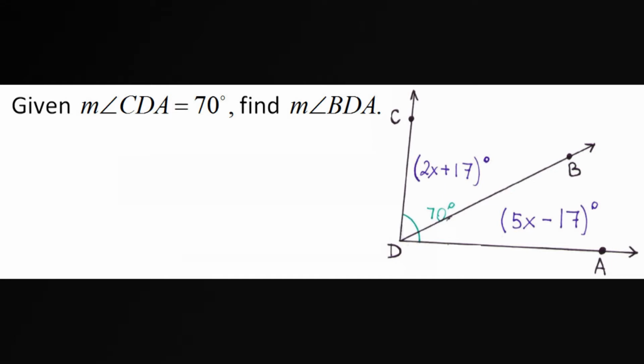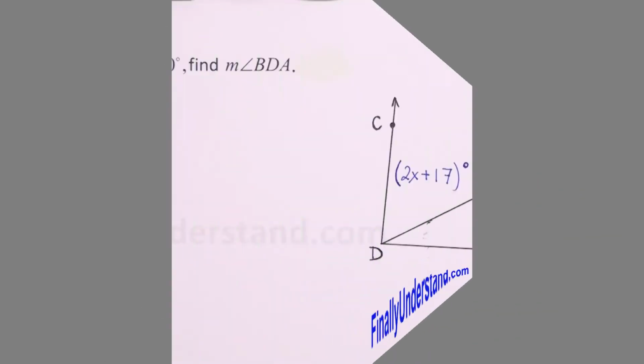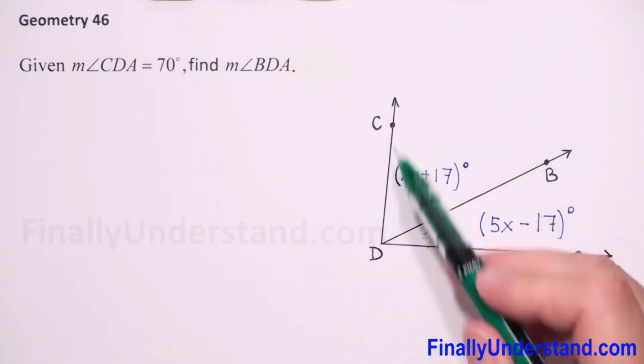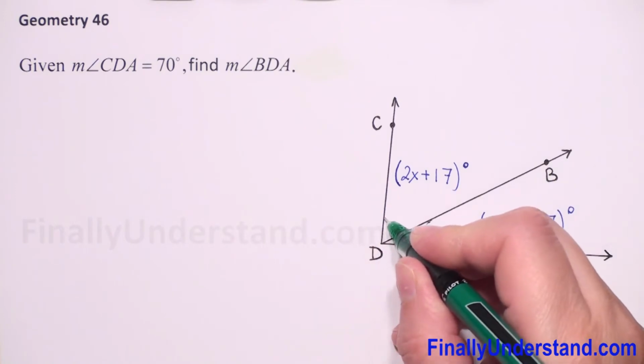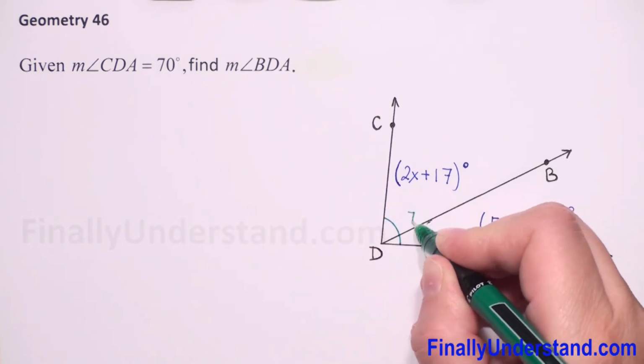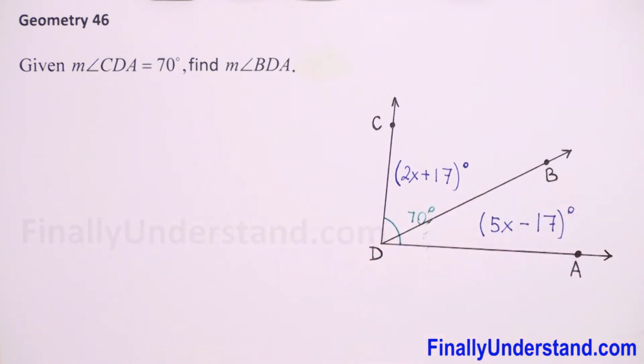We have given that the measure of angle CDA is 70 degrees. So this angle has 70 degrees. We have to find angle BDA.